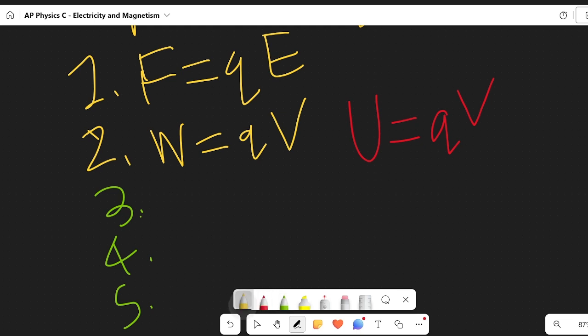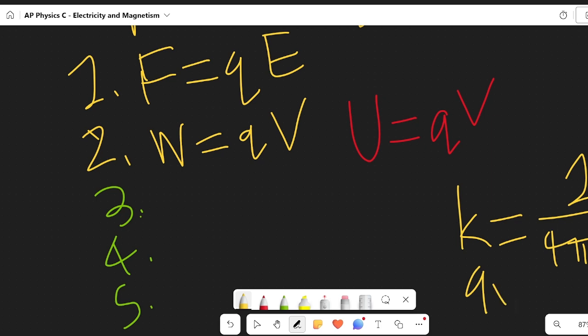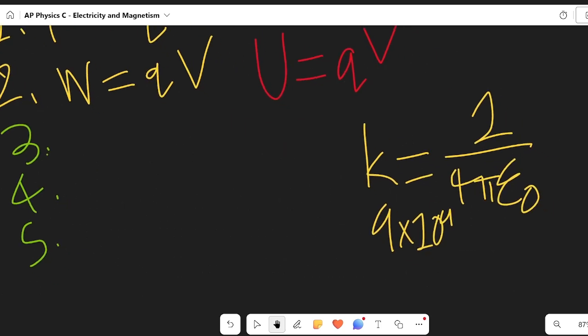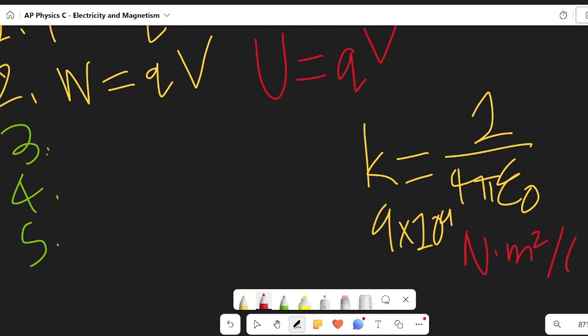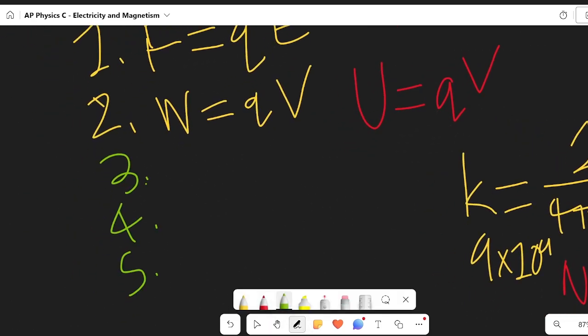First, Coulomb's law. Just for clarity, don't actually do this on the AP exam, but this is a way you can simplify your work. We will define a variable k, which is equal to 1 over 4 pi times the permittivity of space. We can assume that this is 9 times 10 to the 9th, and the units will be newtons times meters squared divided by coulombs squared.